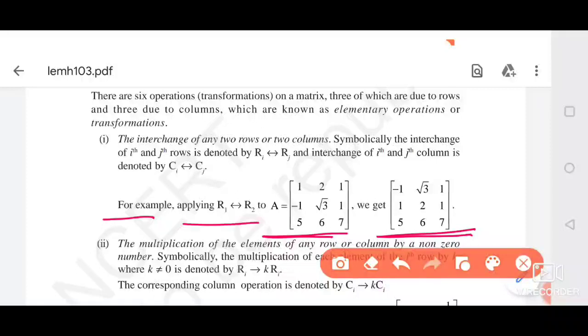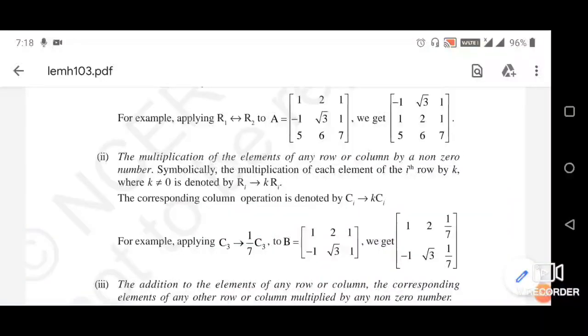Applying R1 and R2, that means R1 and R2 are interchanged. This means in place of R1 they have written R2, and in place of R2 they have written R1. So, in this way interchange of any 2 rows can be done.